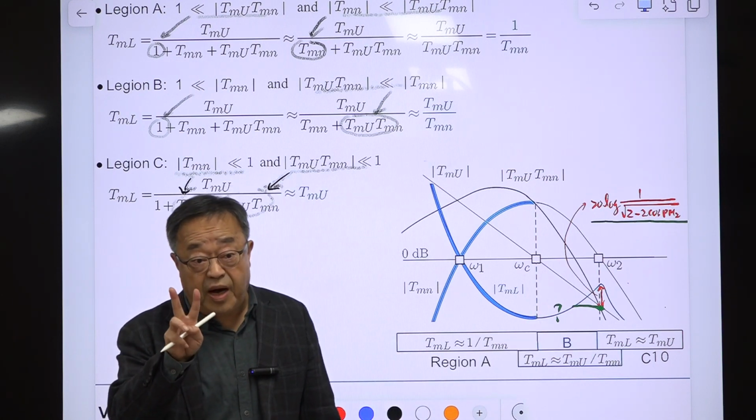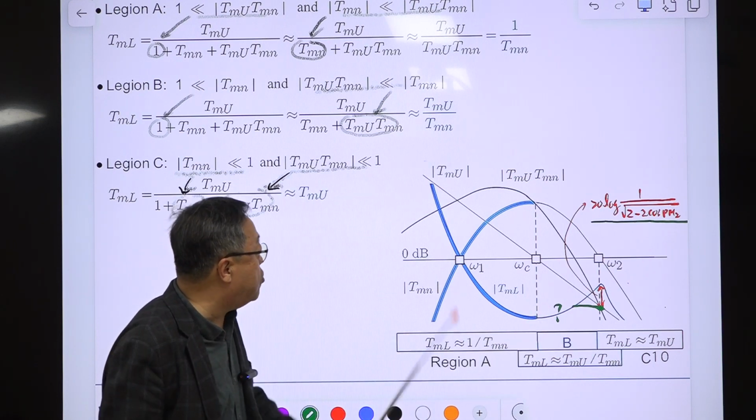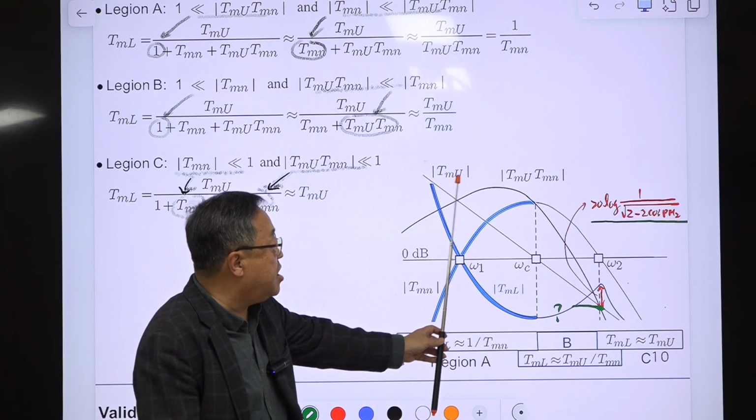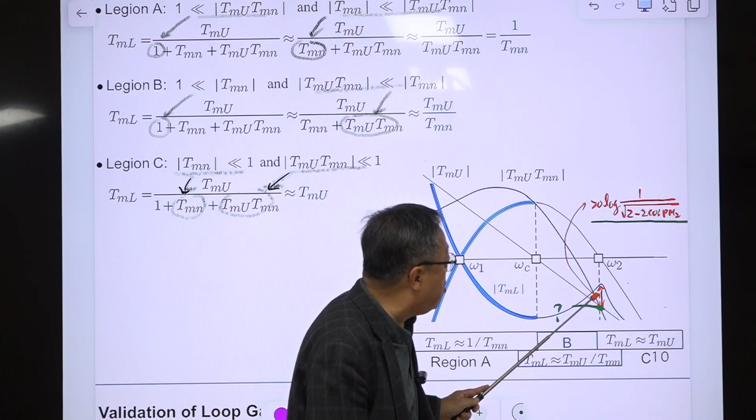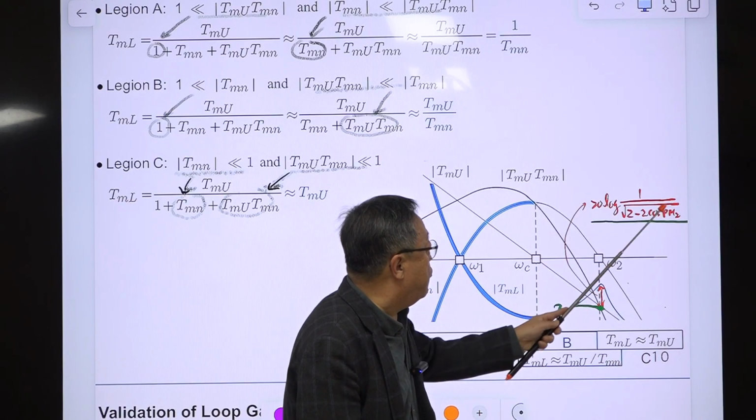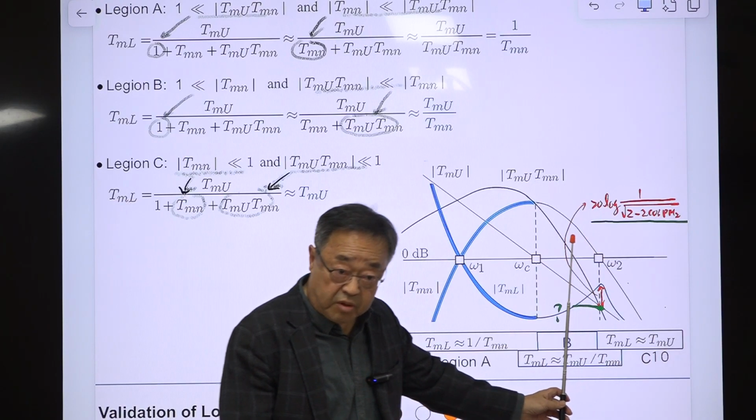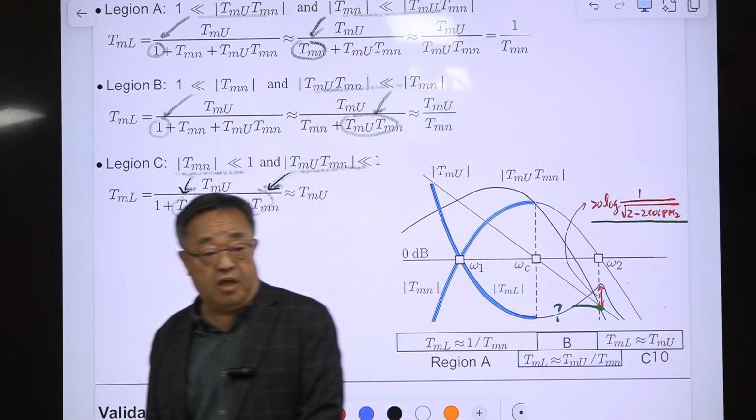You have two phase margins. The first phase margin was defined at this point, and the second margin is defined at this point. So this peaking is determined by the phase margin of this point. Okay, so I'll explain this later.